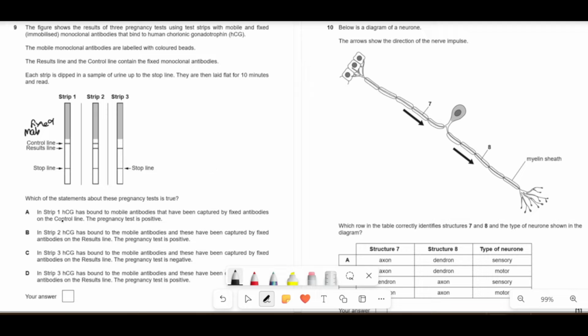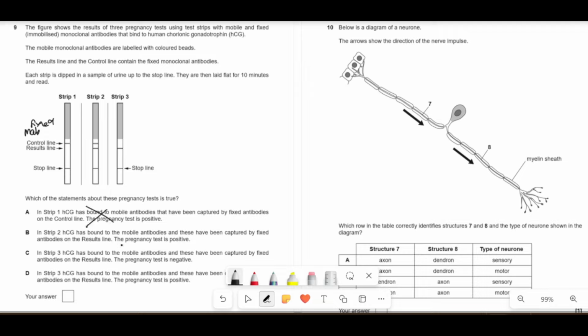Anyways, it says which of the statements about these pregnancy tests is true. So in strip 1, HCG is bound to mobile antibodies that are captured by fixed antibodies on the control line. The pregnancy test is positive. No, because that's the control. It's always going to be there, so you know what to compare it to. If there was HCG, then it would bind to those mobile antibodies, which then bind to the fixed antibodies here, and you get 2 lines, so that one's out.